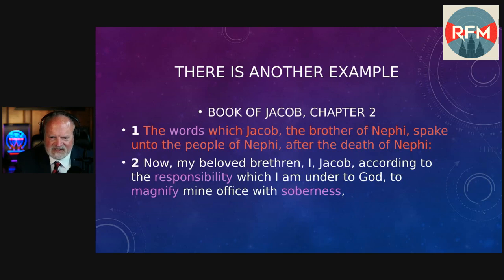The second instance in the book of Jacob chapter 2, we know that Nephi's not writing it because he's dead. So if Jacob isn't writing the first one and Nephi's not writing the second one, even though they're identical, what that leaves on the table is Joseph Smith. The cheese stands alone. This was added by Joseph Smith, not thinking of the fact that it does not belong here in the small plate section.